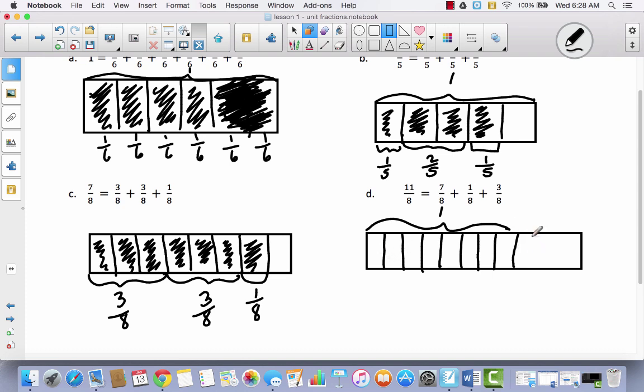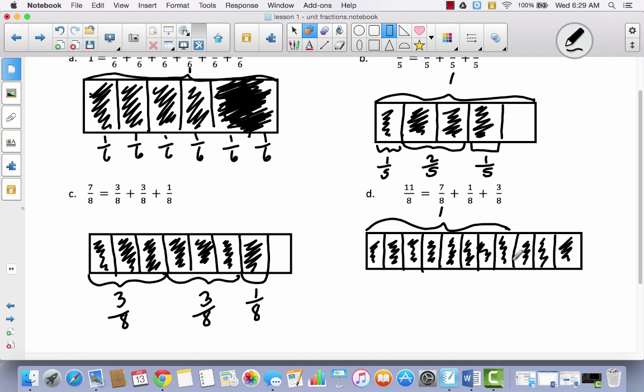And then I'm going to come over here, and I'm going to make 3 more. So that now I have 1, 2, 3, 4, 5, 6, 7, 8, 9, 10, 11. So they should all be pretty close to the same size because these are all eighths. So they should all be the same size. So you're going to come in here and you're going to shade these. And then we're going to label them the way that they decompose them.